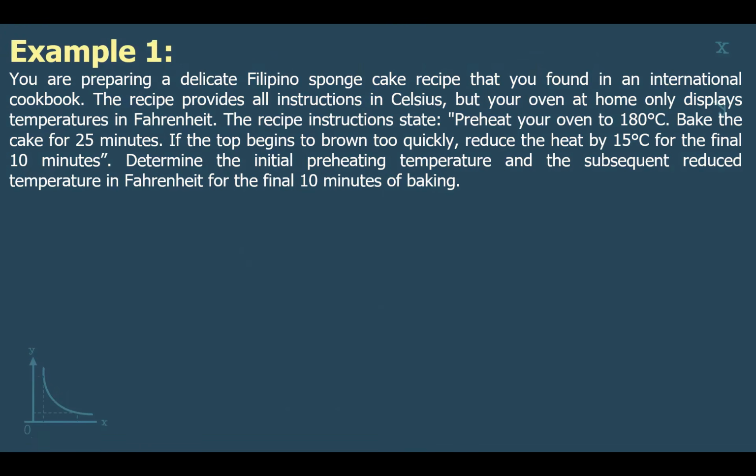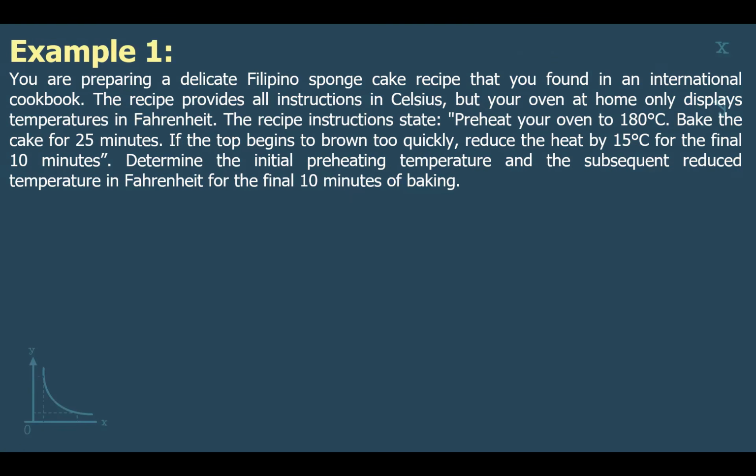In order for us to fully understand how the formula works, let us have this example. Let us assume that the one who is baking is an American citizen. You are preparing a delicate Filipino sponge cake recipe that you found in an international cookbook. The recipe provides all instructions in Celsius, but your oven at home only displays temperatures in Fahrenheit. The recipe instructions state: preheat your oven at 180 degrees Celsius. Bake the cake for 25 minutes. If the top begins to brown too quickly, reduce the heat by 15 degrees Celsius for the final 10 minutes.